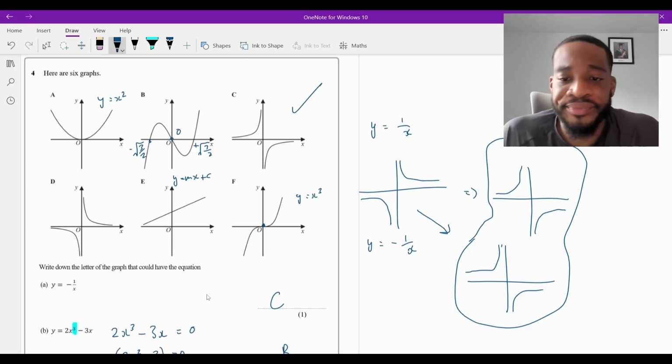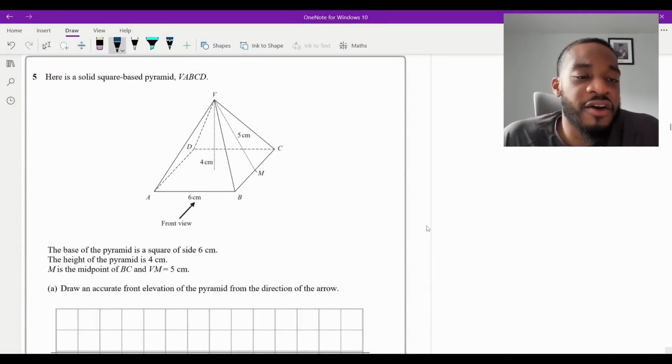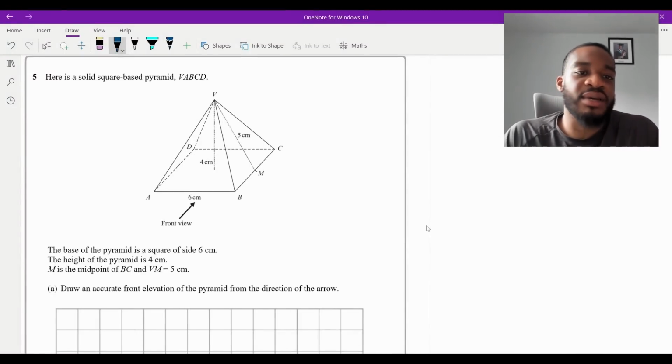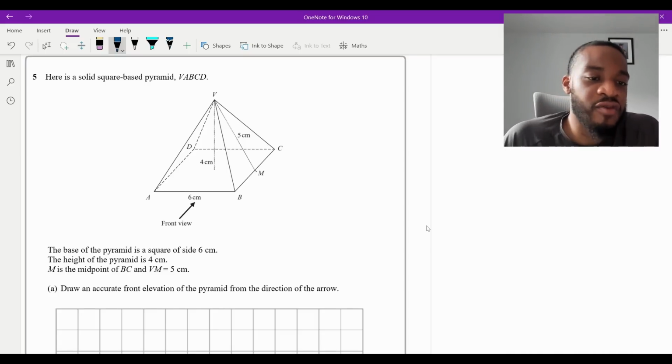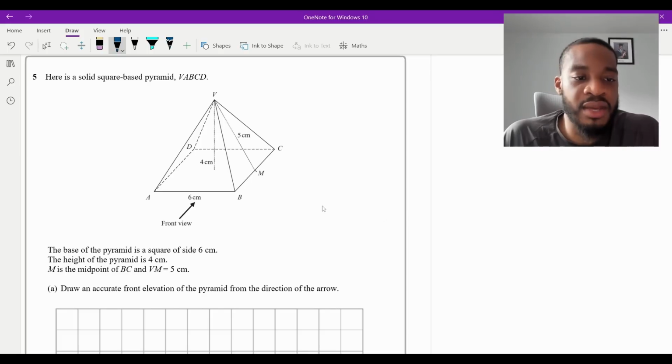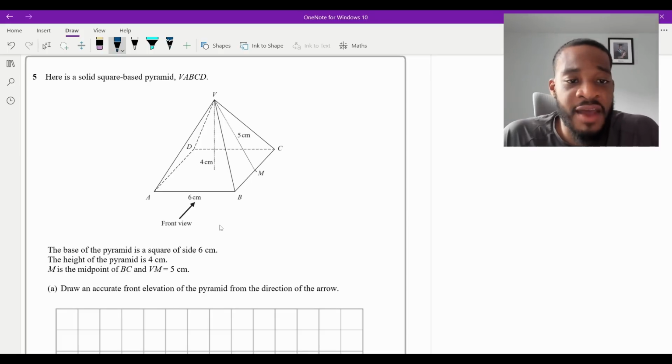And yeah, that's it. Okay, so question 5 says, here is a solid square-based pyramid, VABCD. We've got the dimensions given. It says the base of the pyramid is a square of side 6 centimeters. The height of the pyramid is 4 centimeters. M is the midpoint of BC, and VM is 5 centimeters. Part A says, draw an accurate front elevation of the pyramid from the direction of the arrow.